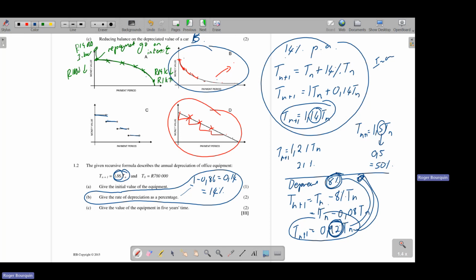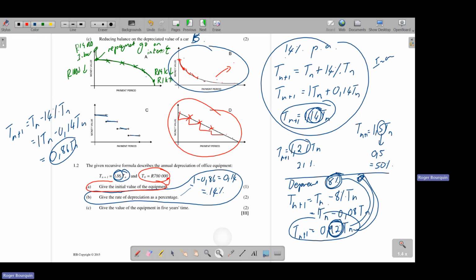So you'd have Tn plus 1 is Tn minus 14% of Tn, which is equal to 1 Tn minus 0.14 Tn, which is 0.86 Tn, just to show you it works. So the difference between that and 1, it's gone down by 14%. 1.14 would be a 14% increase, 1.21, a 21% increase. So the initial value, well, they give us the initial value, that's T0, so the answer for A is 780,000 Rand.